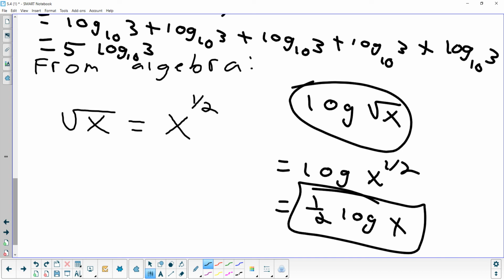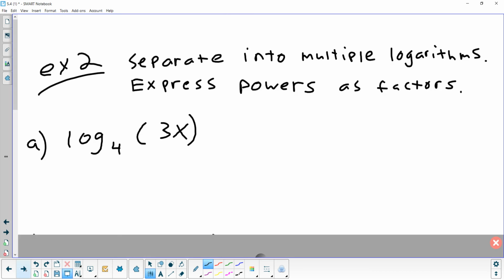All right, so let's try a few combining and separating problems, and that'll be it. Okay, so this says separate into multiple logarithms, express powers as factors. What that basically means is don't leave exponents in your final answer. Put the exponent down in front if you have one.